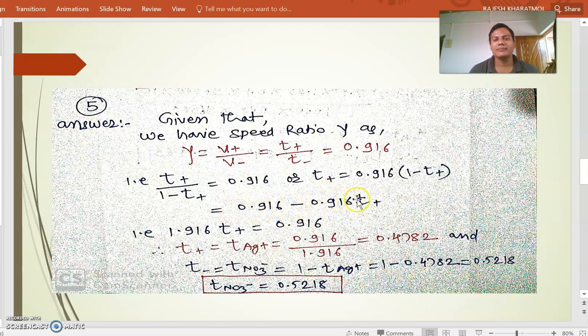Now take the T plus terms to the left hand side. So it becomes 1.916 T plus, that is equal to 0.916. Now you can calculate T plus. It is in multiplication, goes towards the right hand side in division, so 0.916 upon 1.916, and its answer is 0.4782. Now this is the transport number of cation, that is Ag plus. Now subtract it from 1, you will get the transport number of NO3 minus. So it is 0.5218. In this way you can calculate the transport number of Ag plus as well as NO3 minus.